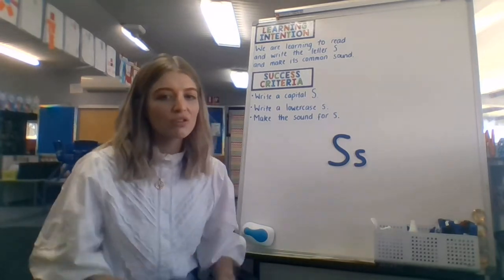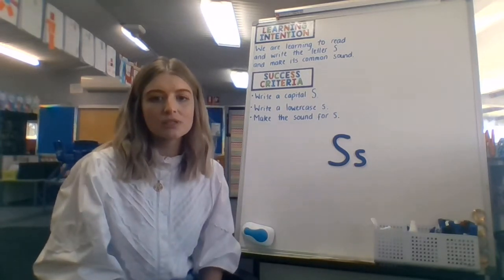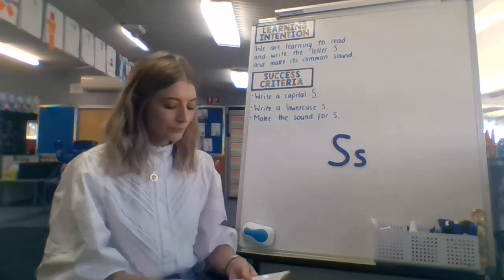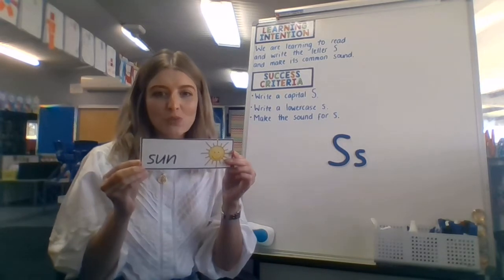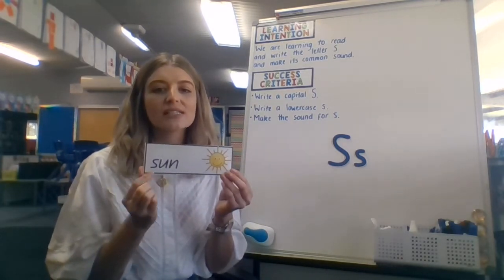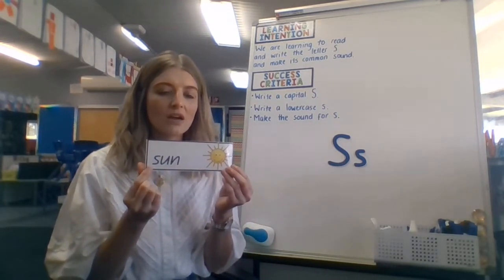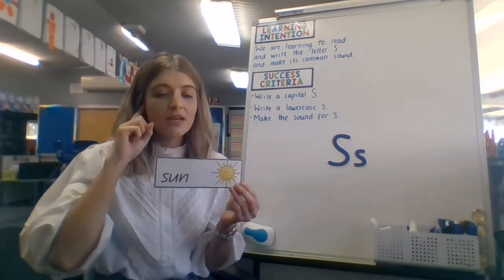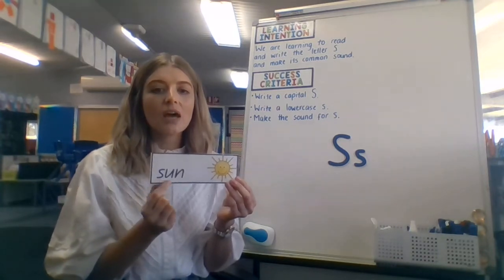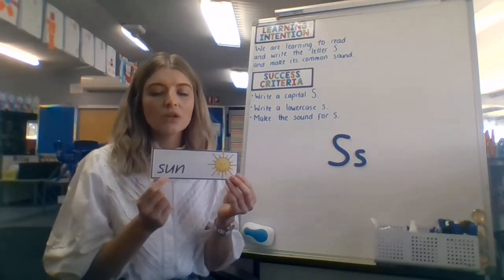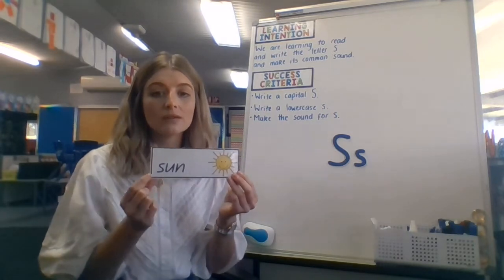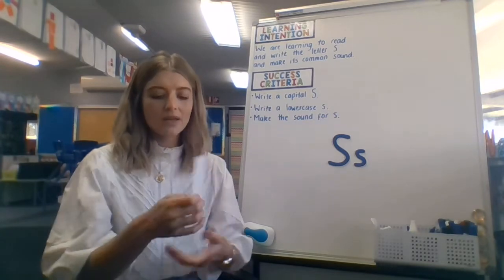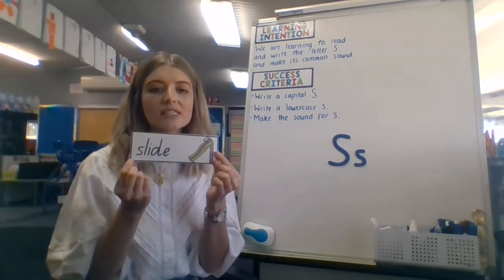Now, we know that these sounds are in words. So let's have a look at some words that have that letter S sound S in them. Okay, so my first word that I have is the word sun. Can you see that letter S at the start? Sun. Now, the first sound I hear in that word is S, sun, sun. So, let's see if you can have a go at reading this word with me. Sun. Excellent.